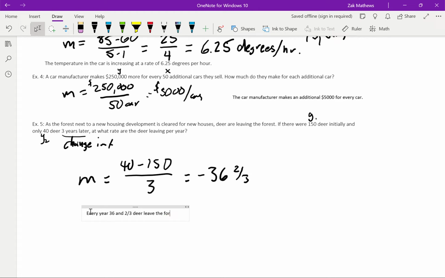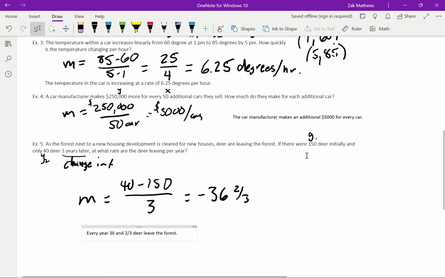Forest with one R. Well, 2/3, does that really make sense? Remember, this is kind of an average idea where, yeah, we're not going to actually have 2/3 of the deer leaving the forest, but if we were to look the day before, maybe it'd be 36 deer, the day after it'd be 37 deer. So it's just kind of that midpoint for something that's not going to be day-to-day specific. On average, we see 36 and 2/3 deer leave the forest.